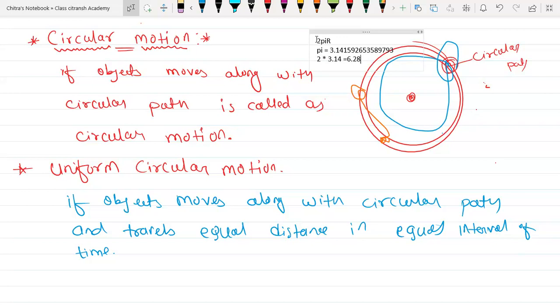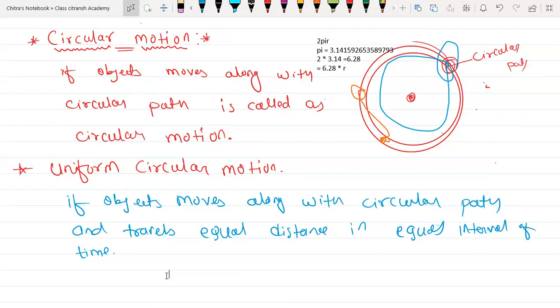So 6.28 into the radius will be the distance traveled by the object. Finally, the distance traveled by the object along the circular path is equal to the circumference, which equals 6.28 times the radius. Generally radius is represented by small r, beta. I have written a capital R, but generally it is small r. So it is 2 pi r. Easy? Yes, sir. But here the initial and final point may be the same, so the displacement may be zero. Understood?